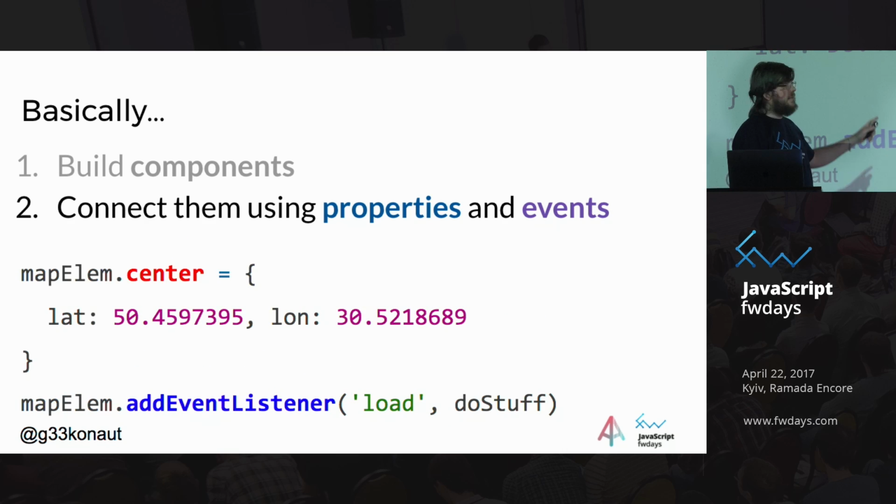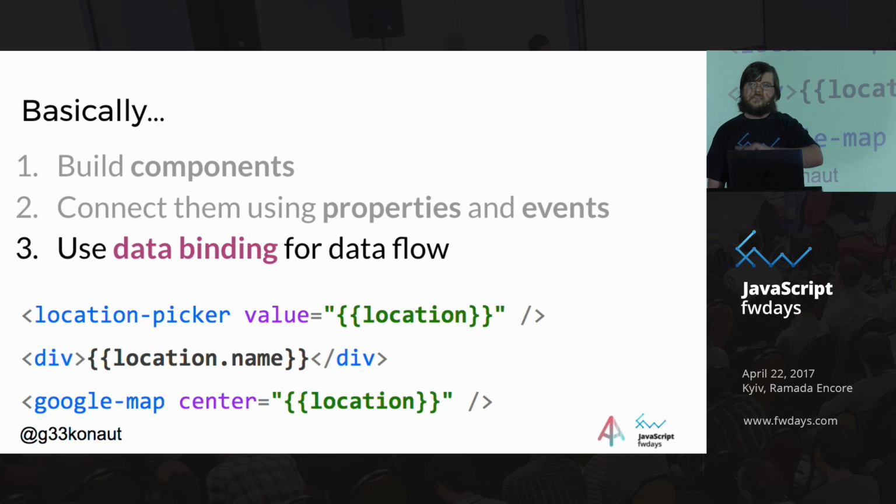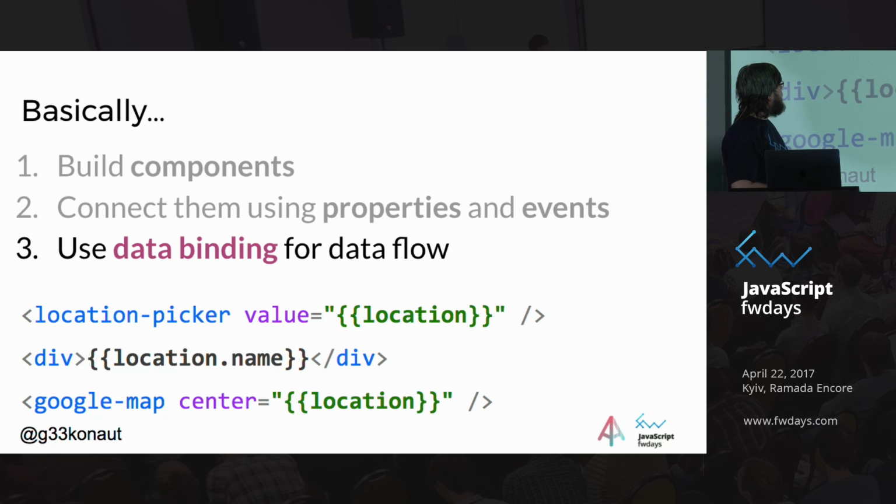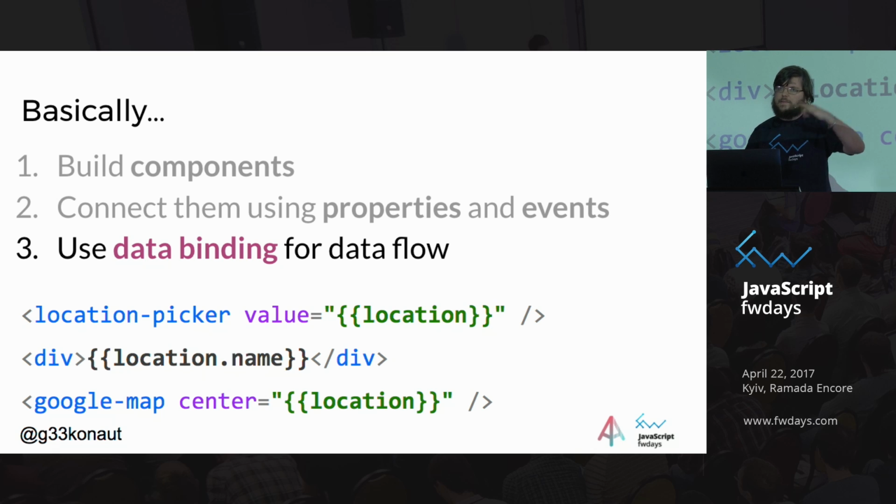Sweet. And also, this is still web components. This is still not Polymer. The Polymer things come in later. Here, for instance, I'm using data binding. So I have a property called location, and I have a location picker. Maybe it's a drop-down list, maybe it's a map, whatever. And then it has the location name in a div, and then we have a Google map whose center is set to that location. Sweet. So that's how you build.